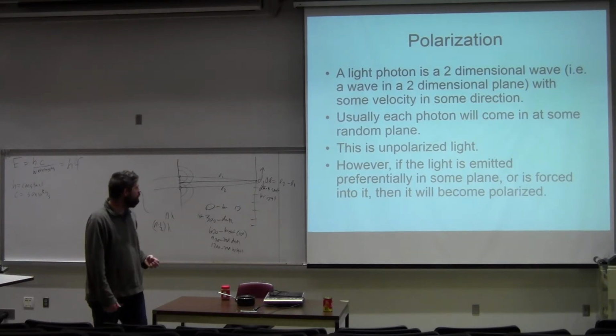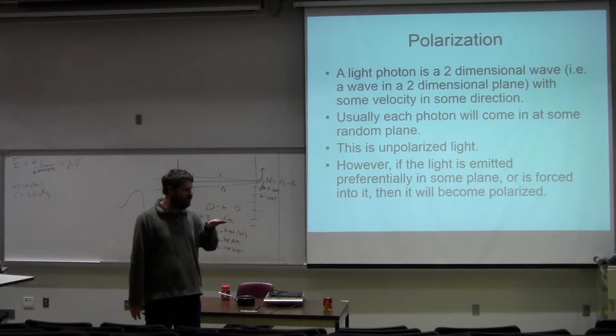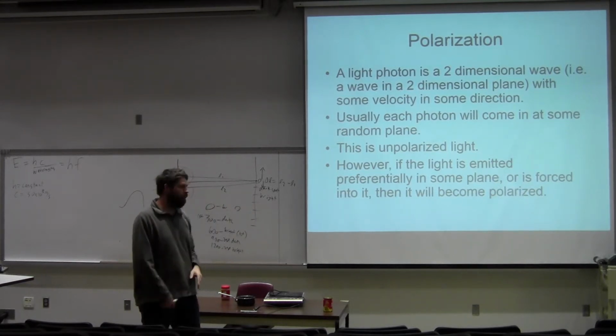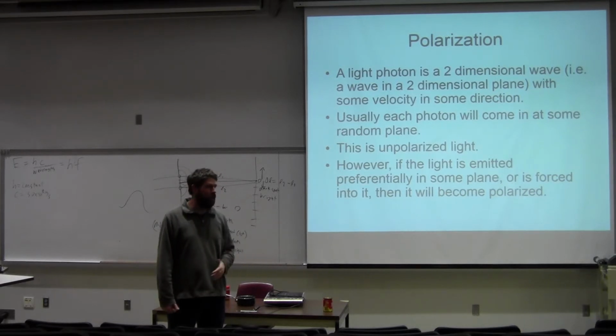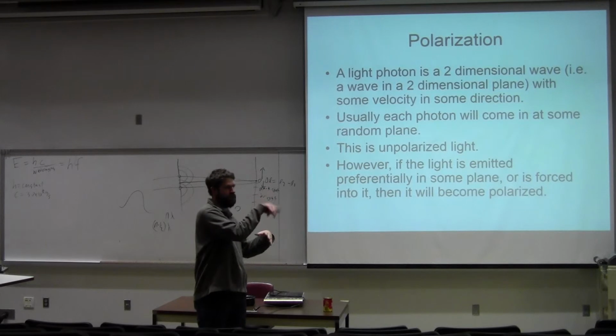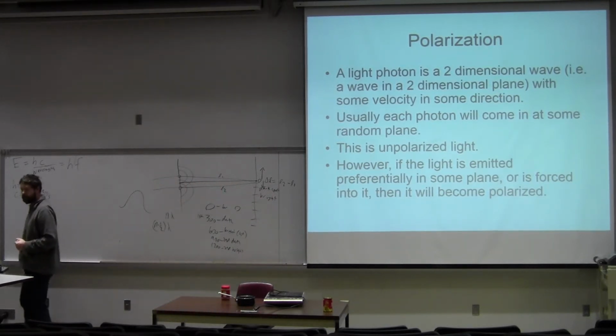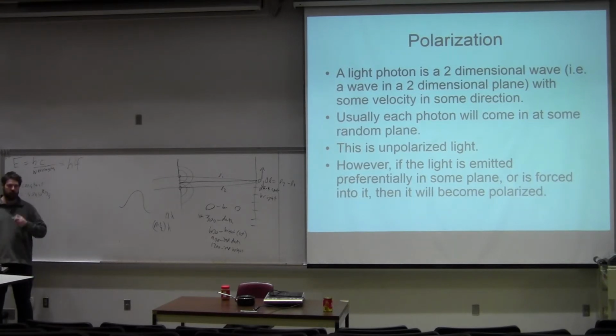But if some fraction above random comes in at some angle, we call that polarized light. The percentage at that angle is the percentage of polarized light. So it can be 100% polarized or 10% polarized or whatever. 10% polarized means it's 10% this way and 90% random. Kind of like you take a multiple choice test and you know 10% of the questions and you randomly guess the other 90%, you would be 10% polarized. Okay, bad example.